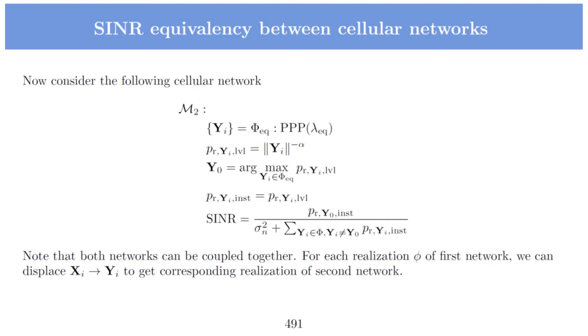Just notice that this M2 is created by construction from M1. It means each realization of M2 is created from one realization of M1 by displacing the base station location and then just selecting the serving base station in the following way. This is very clear. The probability of that realization in M1 is also equivalent to the derived realization in M2.